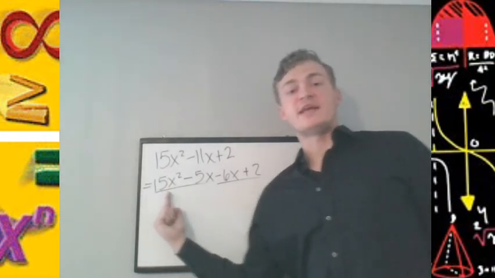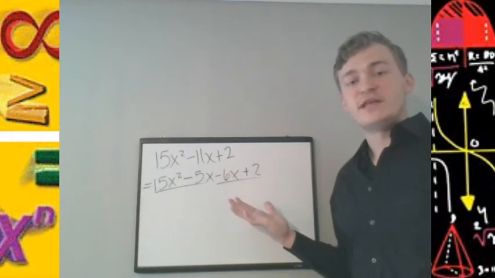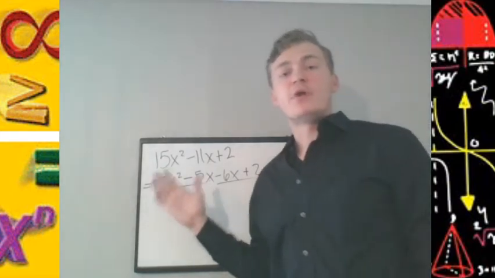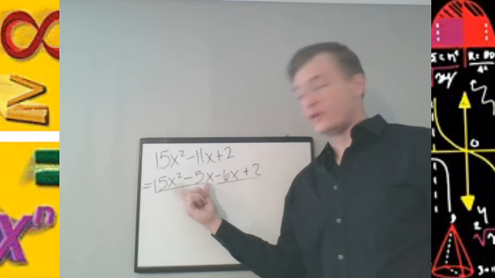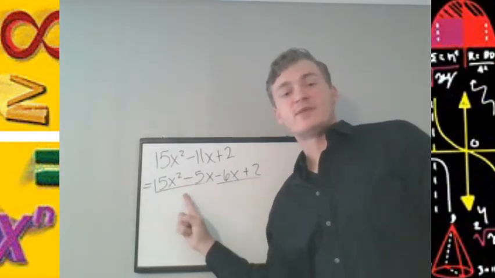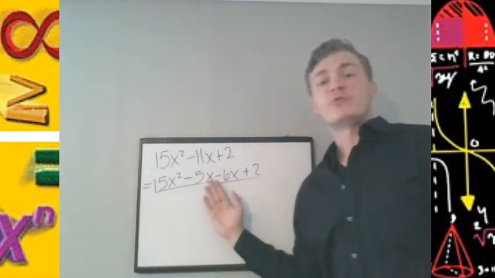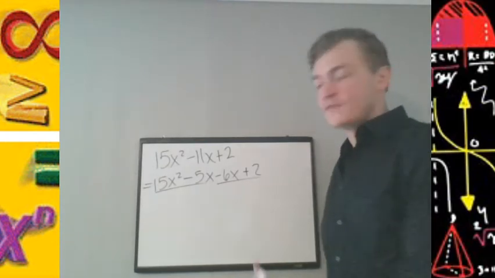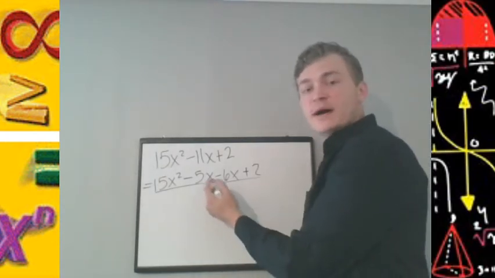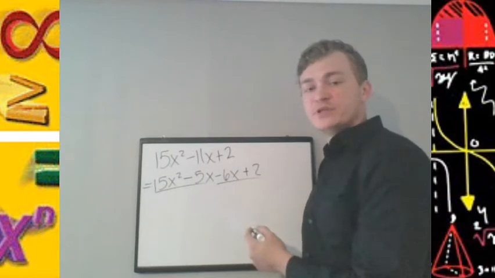You could take the 15x squared and move it to the end and just write plus 15x squared if you want to. But we want to have it in this order so that now we can group it. This does not matter. If you want to write the minus 6x first, you can, and you can write the minus 5x here. I just note that if you write the minus 5x here, the minus 5x will not have anything in common with the 2.